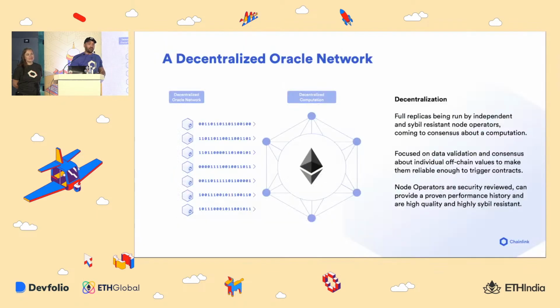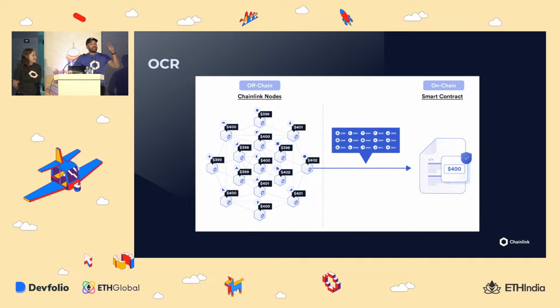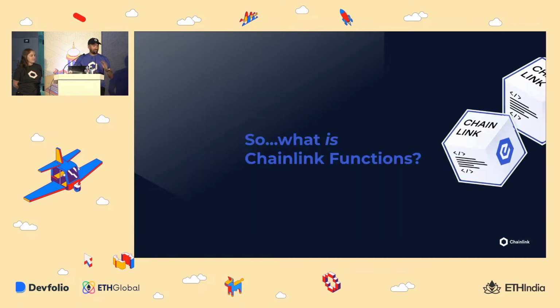So the decentralized Oracle network is a series of nodes that run off-chain but preserve the cryptographic guarantees that we've come to know and love from the blockchain world. So even though it's off-chain, it has the same concepts of consensus and cryptographically verifiable data being put on and off-chain. And that's what Chainlink does. It produces a middleware. So you get decentralization, trust minimization, scalability, truth through cryptography, and verifiability. You also get reliability, responsiveness, and cost effectiveness because you're not doing a whole bunch of compute on-chain. You can move it off-chain without losing any of the guarantees. There's also a consensus protocol in Chainlink DONs, and that's OCR. I'm running through all this just mindful of time.